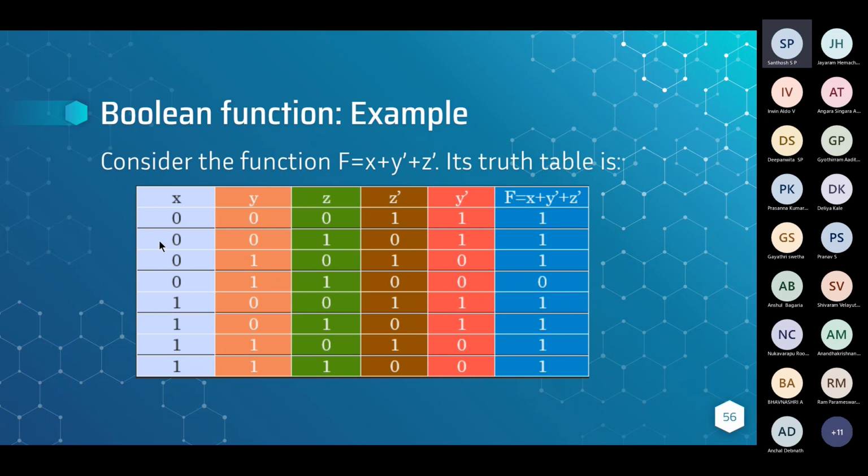If we consider the second entry, the input is 0, 0, and 1. So 0 plus 0 is 0, and 0 plus 1 is 1. So the output is 1. And similarly, if we do the same thing for every entry in the truth table, we can get the truth table for the required function, which is f equals x plus y dash plus z dash.